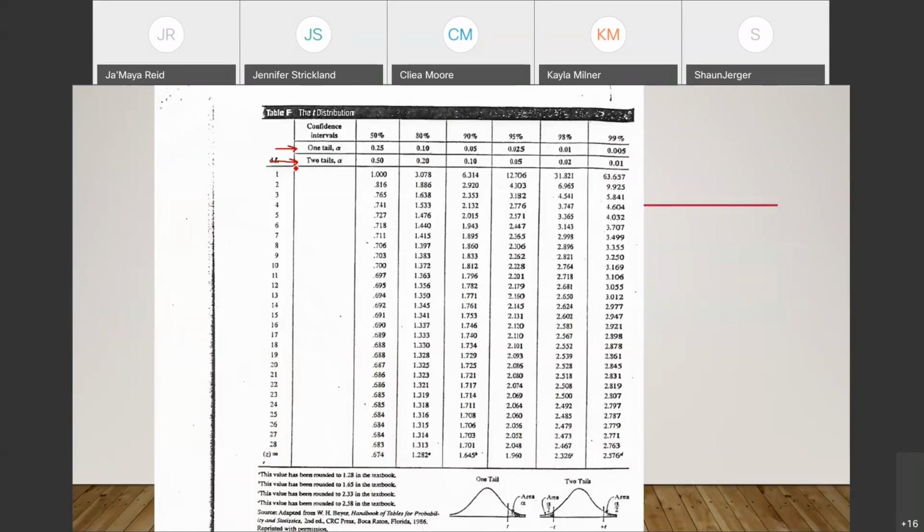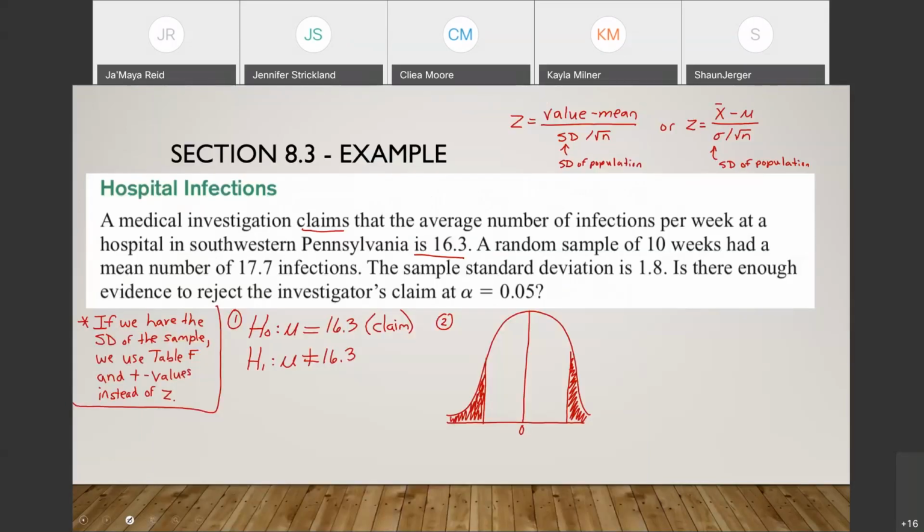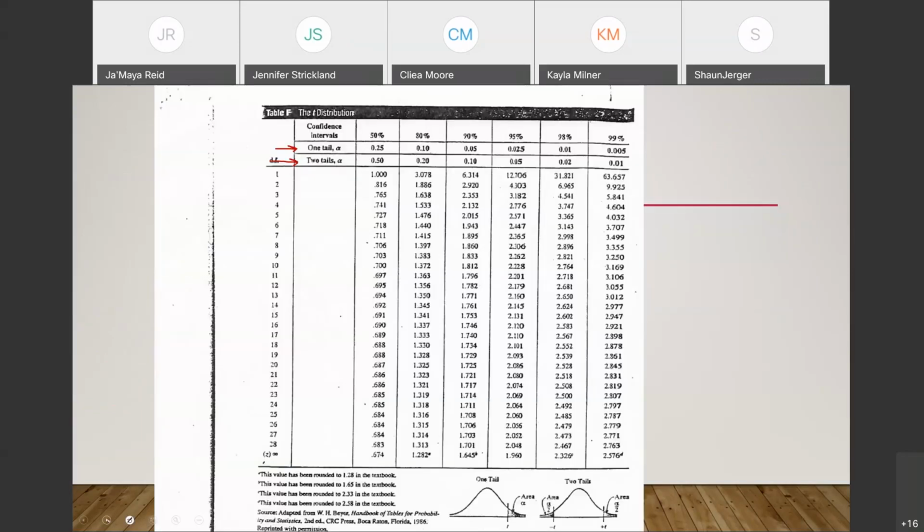Good. And I also need my alpha values. Let me go back and look real quick. We said alpha was 0.05, right? Okay, two tail 0.05. So two tail 0.05 is here.